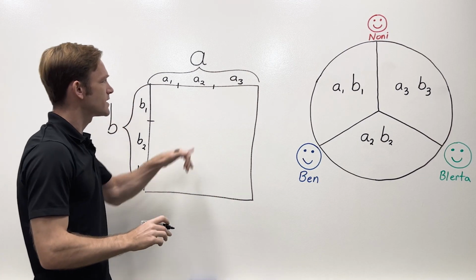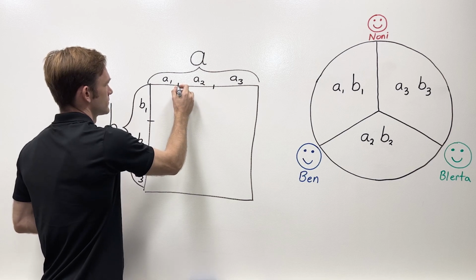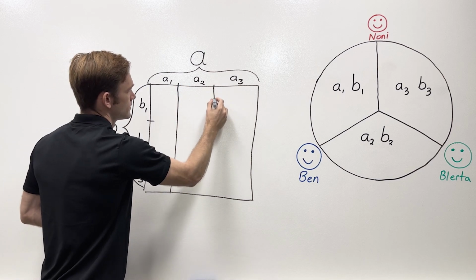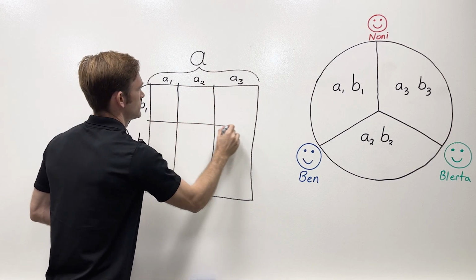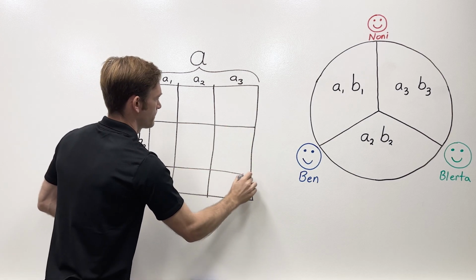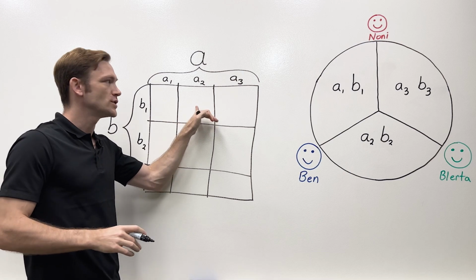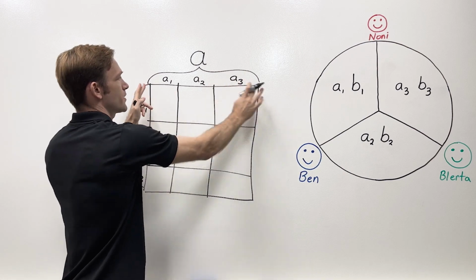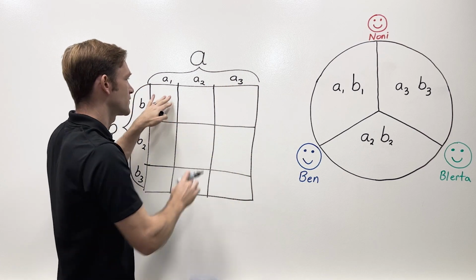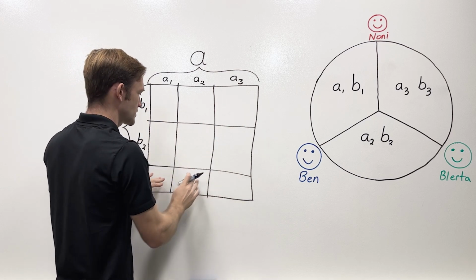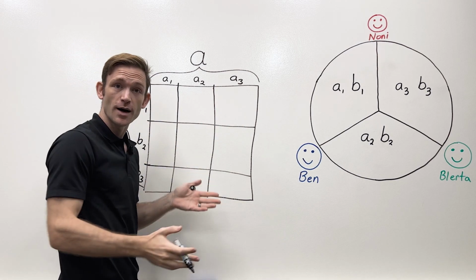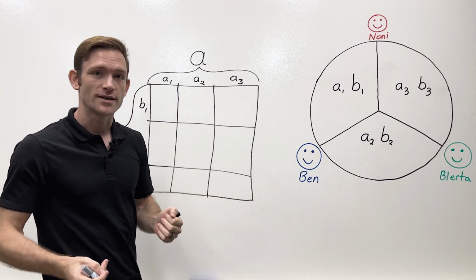So let's extend these lines. When we draw these lines, we get this key insight, which is there's another way that we can compute the area of this rectangle. We can just find the area of these 9 smaller rectangles and add them up. And that's exactly what we did.